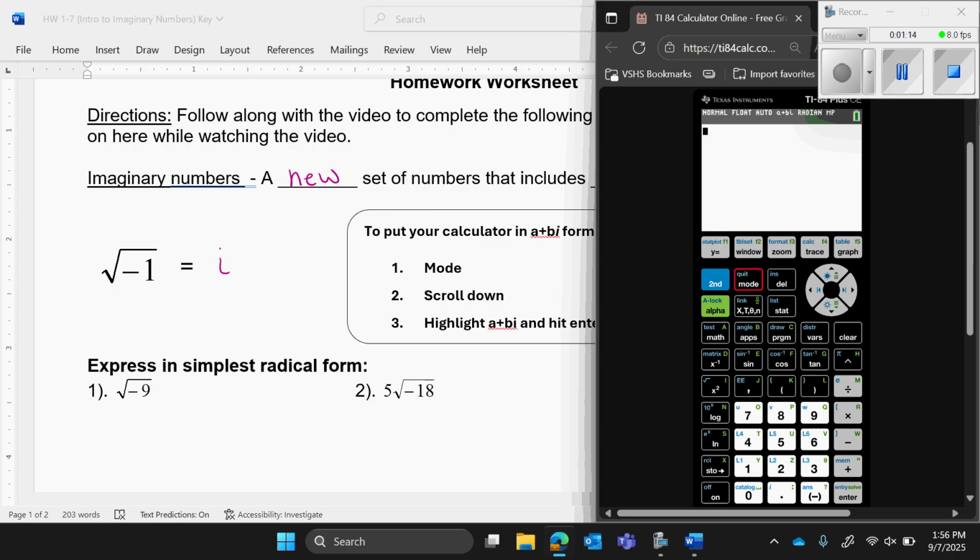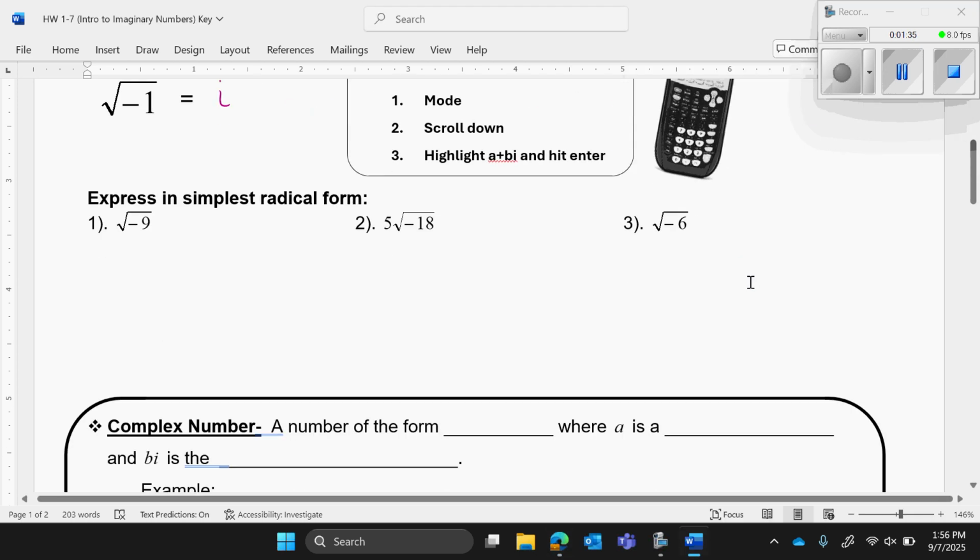Now i in your calculator is second decimal. So second decimal will get you that i button. And look, if you even try to take the square root of -1, your calculator tells you it is i. So your calculator tells you that the square root of -9 is 3i. Let's talk about why that is.